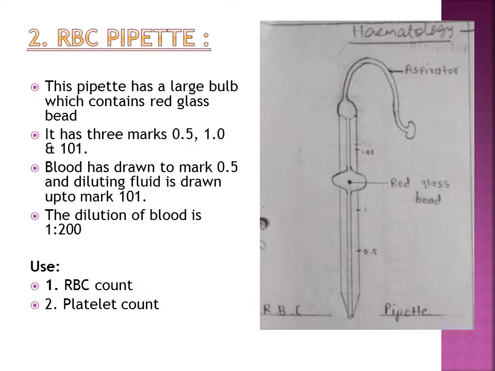Second thing required for the hematology laboratory is the RBC pipette. This pipette has a large bulb which contains a red glass bead, so that we can differentiate it from the WBC pipette which contains a white glass bead. It has three markings: 0.5, 1 and 101. So blood we have to take up to the 0.5 marking, and then diluting fluid up to the 101 marking, so that the dilution of blood with the diluting fluid is 1:200 for doing RBC count. So uses of the RBC pipette are, one, RBC count estimation, and second, platelet count estimation.